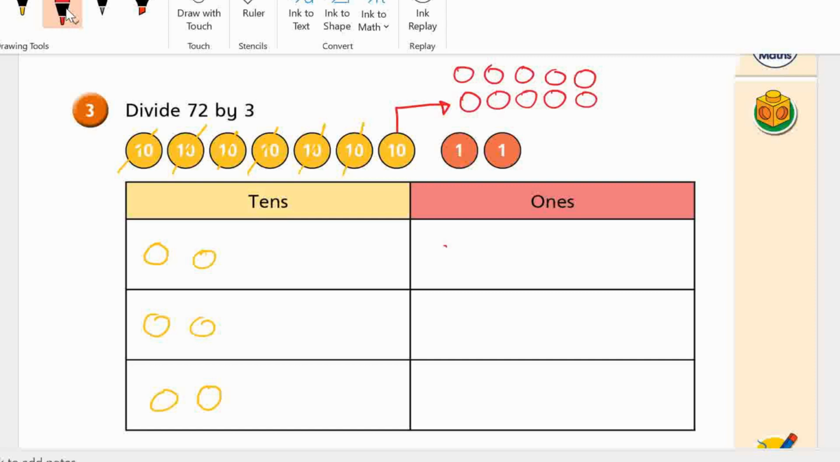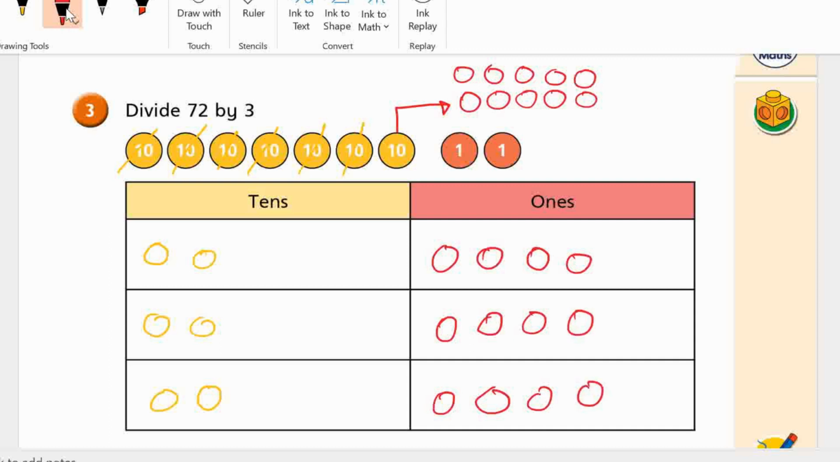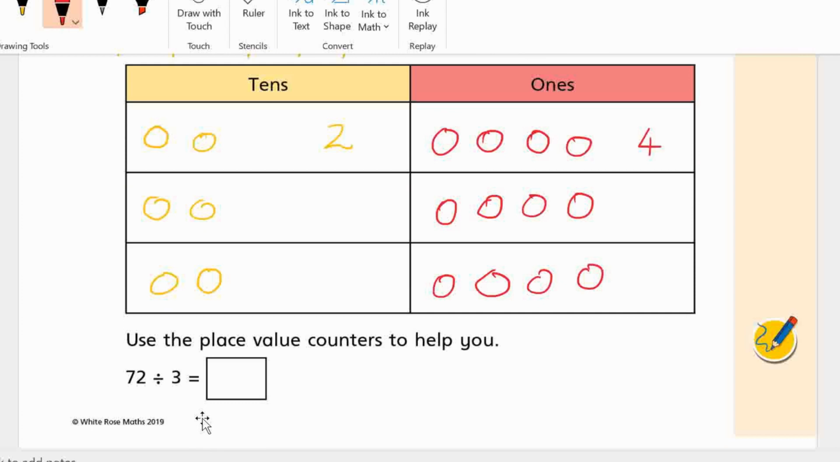Okay? I think at this point, you probably can easily work out 12 divided by 3. What is 12 divided by 3? Well, 12 divided by 3 is 4. So the answer is 24. Yeah, each person gets 24. Well, it doesn't say how they're dividing it, but yeah, our answer is 24.